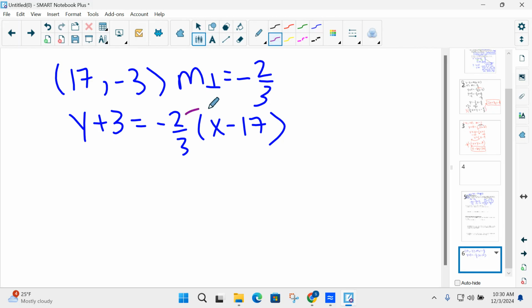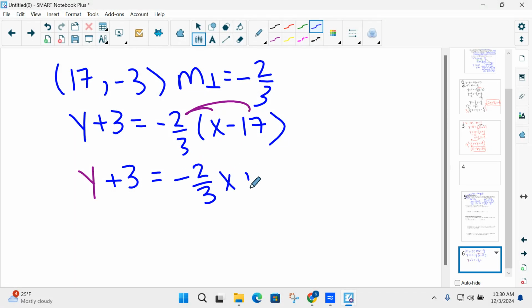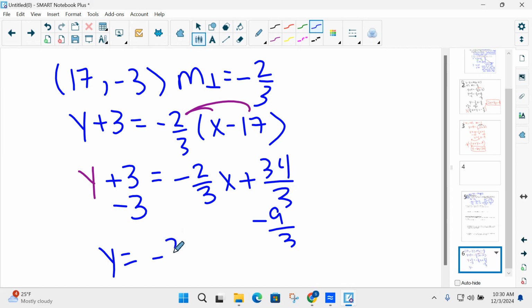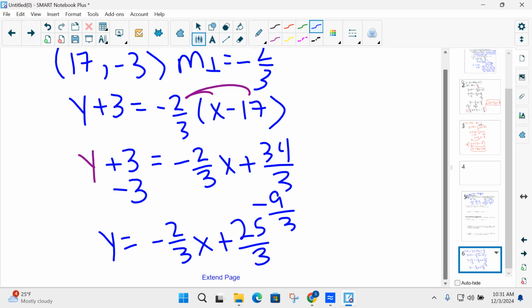So we can distribute the negative 2/3. We did this on the first step, or in the first problem. y plus 3 equals negative 2/3 x plus 34/3 minus 3, which would be 9/3. y equals negative 2/3 x plus 25/3, because 34 minus 9 is 25. And that's it. You do not need to put it in standard form.